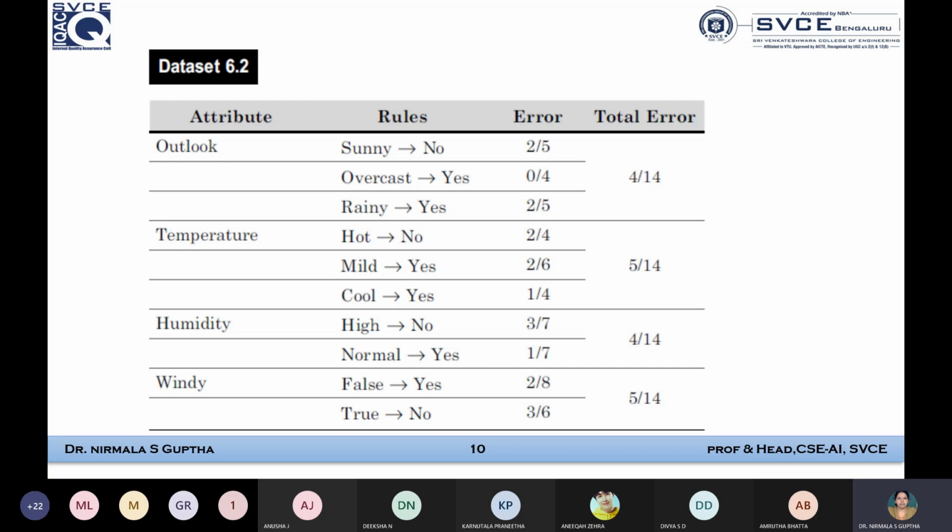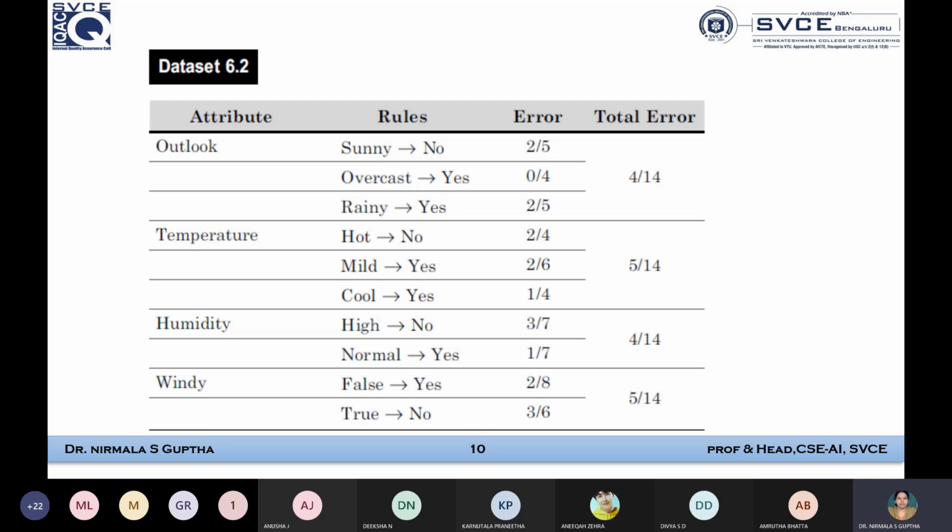So if the errors are spread across the subtrees as branches, some branches are completely error free and some have errors. Are you getting my point? For example, when we see the table we generated under Outlook, overcast gives yes with 0 errors. So Outlook has one error free branch, and that is for the overcast value.